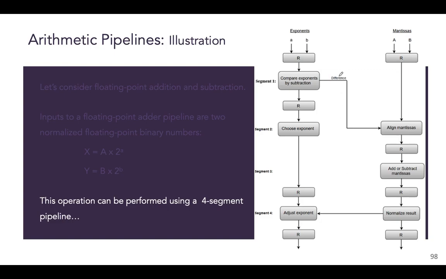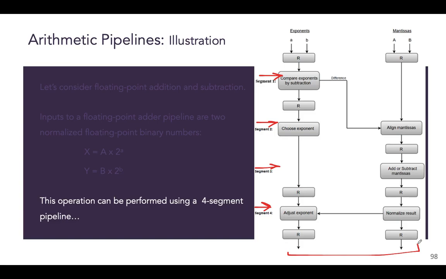So overall, we're going to take a look at each of these segments separately in a few moments, but overall you can see that here we have the exponents, right, the mantissa, we have registers at each intermediary state, and within the registers some operations are being performed within each segment, right? 1, 2, 3 and 4, and then you get the final result here.